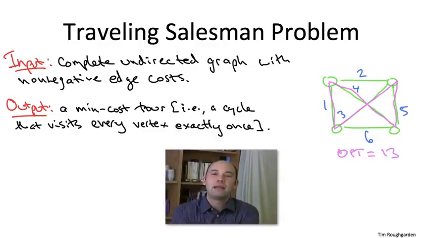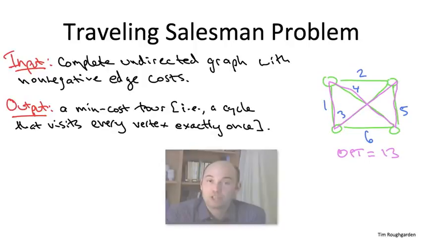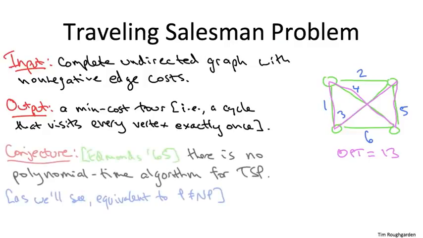In fact, way back in 1965, Jack Edmonds, in a remarkable paper called Paths, Trees, and Flowers, conjectured that no polynomial time algorithm exists for the traveling salesman problem. This conjecture remains unresolved to this day, almost 50 years later. As we'll see, this is equivalent to the conjecture that P is not equal to NP. So how would you formalize a proof of this conjecture? How would you amass evidence that this conjecture holds in the absence of a proof? Those are the topics of the upcoming videos.